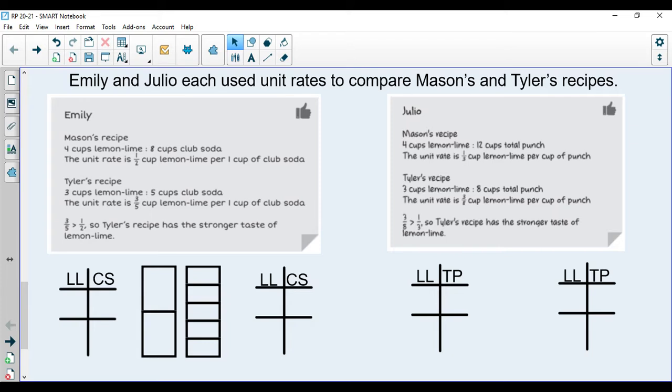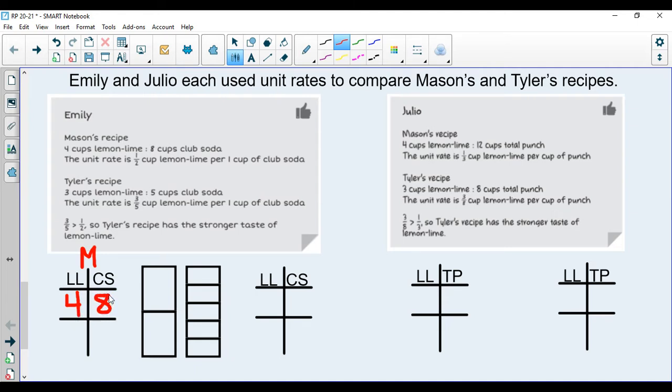Let's start by looking at Emily's strategy. Emily, with Mason's recipe, she noted that there were 4 cups of lemon lime to 8 cups of club soda. So here, let's look for Mason. And I'm going to put this into a ratio table. 4 cups lemon lime to 8 cups club soda.